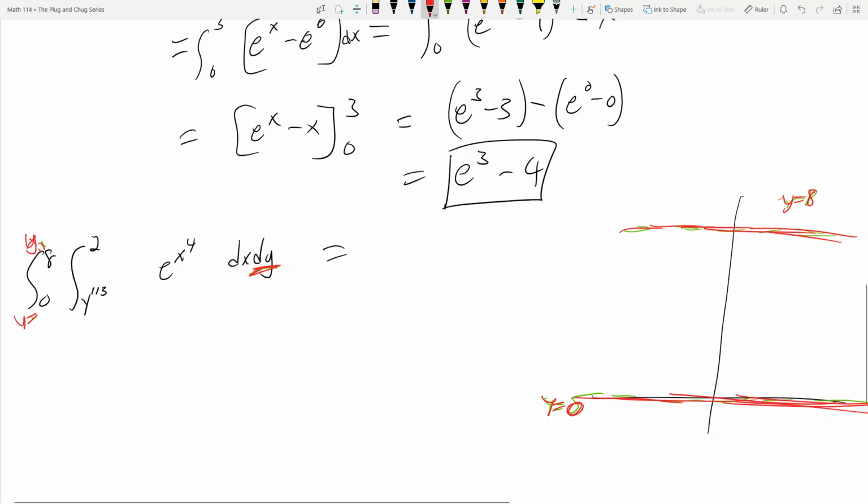Now x is going to be these inside bounds. So I got x is equal to 2, and I got x is equal to y to the 1/3. So I know what x is equal to 2 looks like. That looks like something like this, right? X is equal to 2. It's just a vertical line at 2. But what is x is equal to y to the 1/3?